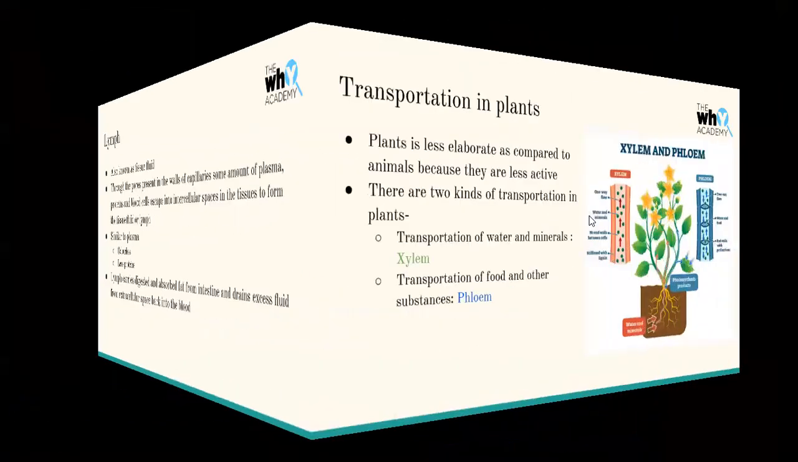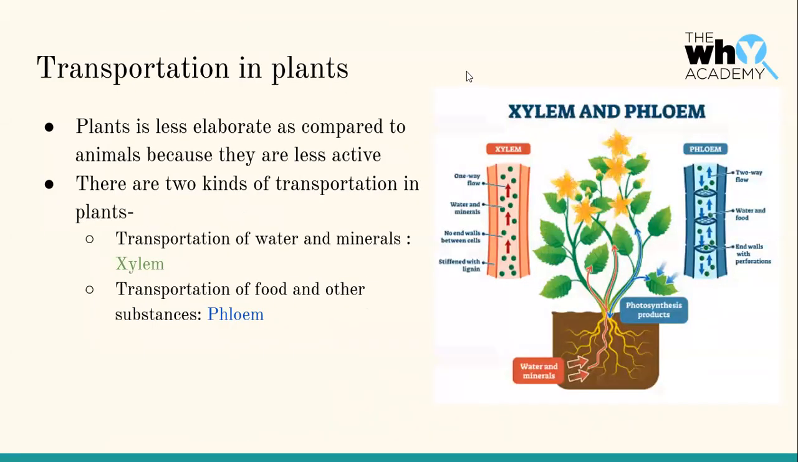Now we come to transportation in plants. Going back to the grade 9 tissues chapter, we learnt about two main tissues, xylem and phloem. Xylem is the one which is responsible for, you can take down the second point. The first point is not required.